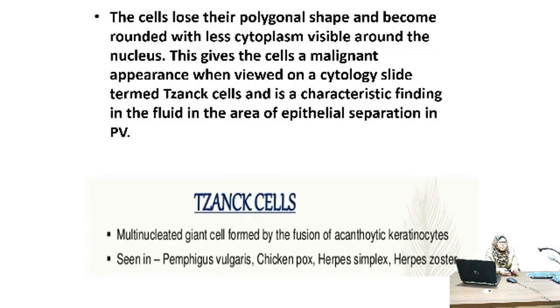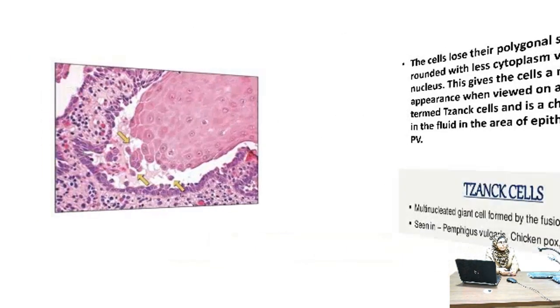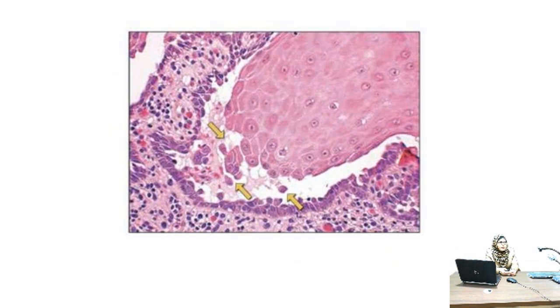These freely floating cells have a polygonal shape and become rounded, with less cytoplasm visible around the nucleus. This gives the cell a malignant appearance when viewed in a cytological slide, termed the Tzanck cell, and it is a characteristic finding in the fluid area of the epithelial separation in pemphigus vulgaris. We may also see the Tzanck cell in chickenpox, herpes simplex, and herpes zoster infection. As we see here, the cells indicated by the arrow are Tzanck cells.